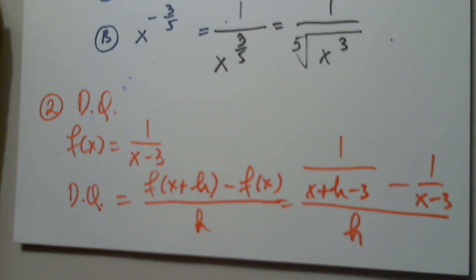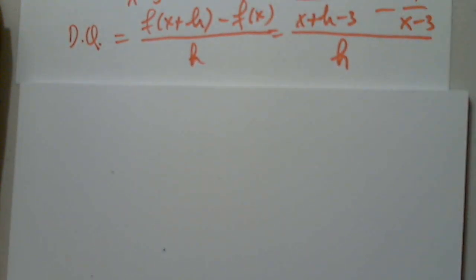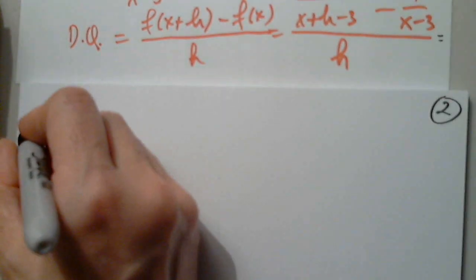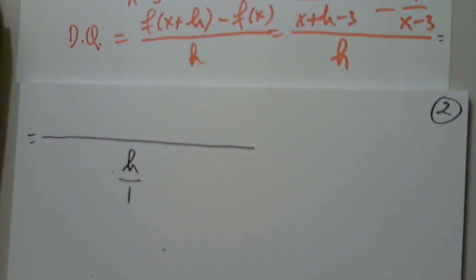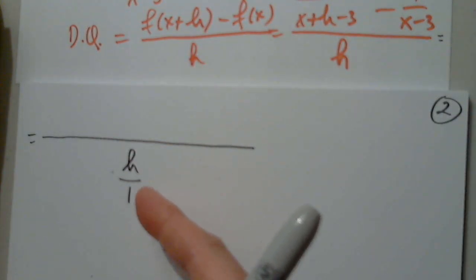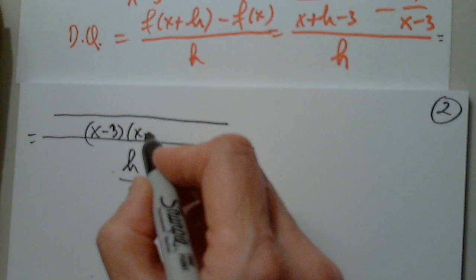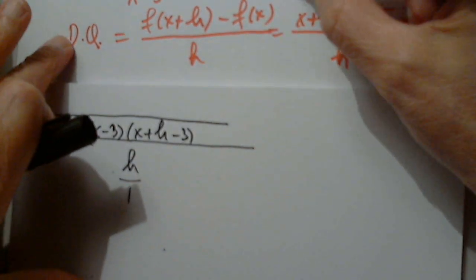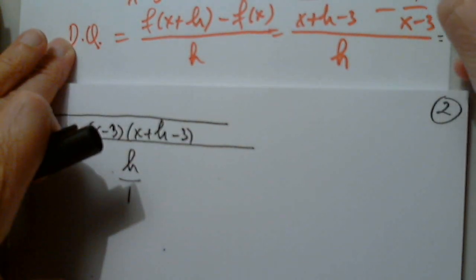Now, can anyone determine the least common denominator for us in the numerator? x plus h minus 3 times x minus 3. Excellent. Brilliant. You can put this over 1 so you know everything is over 1. Anything that is an integer or a number is over 1. So perfect. The least common denominator is x minus 3 and x plus h minus 3. Of course, this one needs the x minus 3, and this one needs the x plus h minus 3.